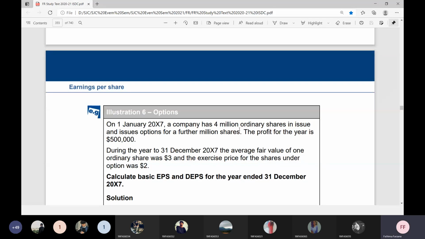How many options? 1 million, correct? So they issue options for 1 million shares. The profit for the year is $500,000. During the year ended 31st December 2007, the average fair value of one ordinary share was $3 and the exercise price of the shares under option was $2. That is, the fair value of the share was $3 at year end, but the option can be exercised at $2.